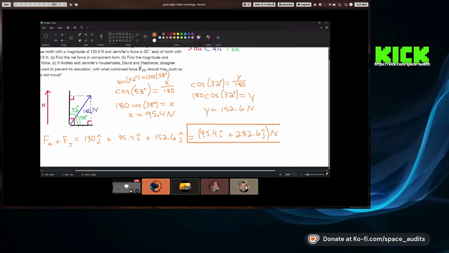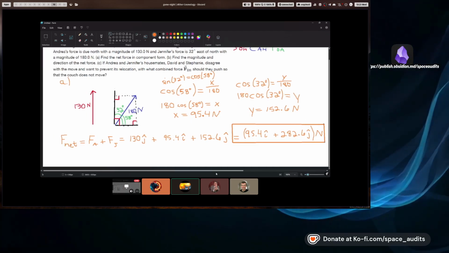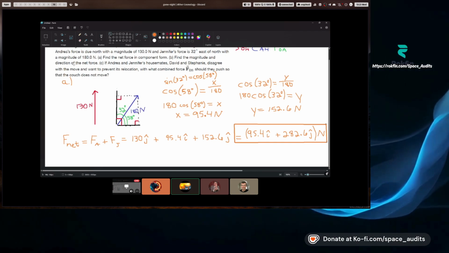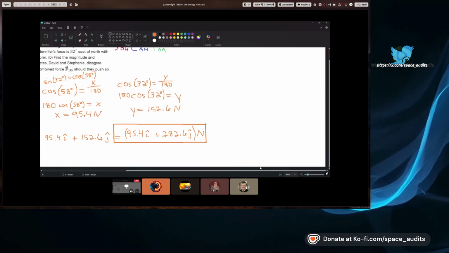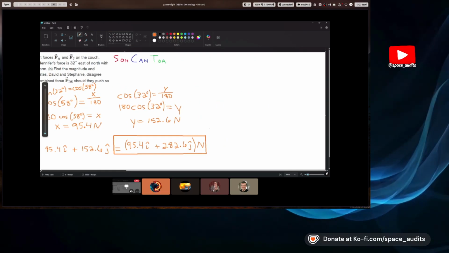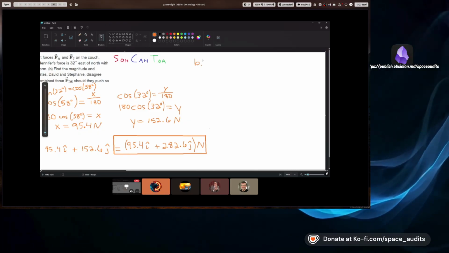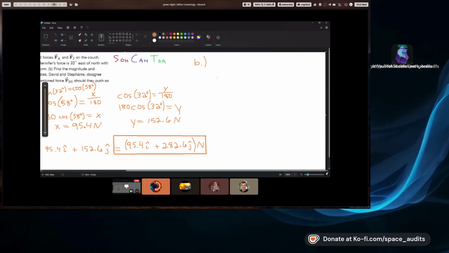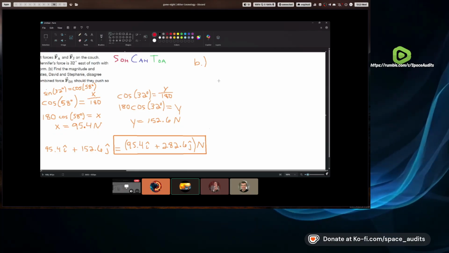Now the rest of it's easy since we've already solved all this. It asks to find the magnitude and direction of the net force. Okay, well that's easy, right? So for B, we've got a triangle.